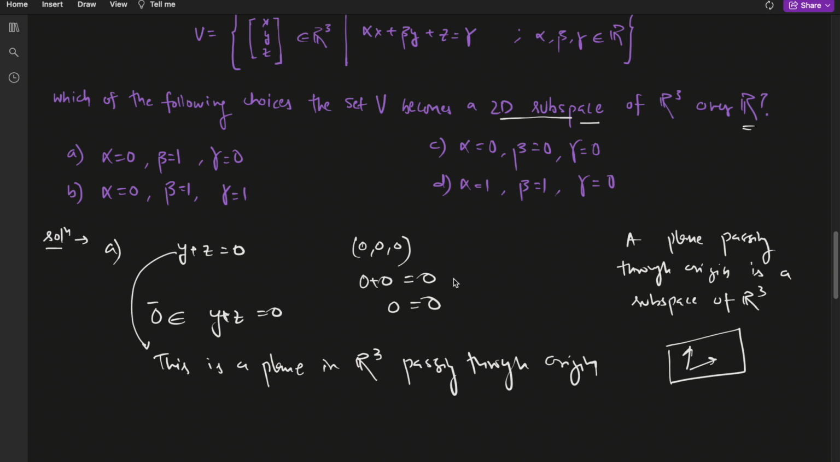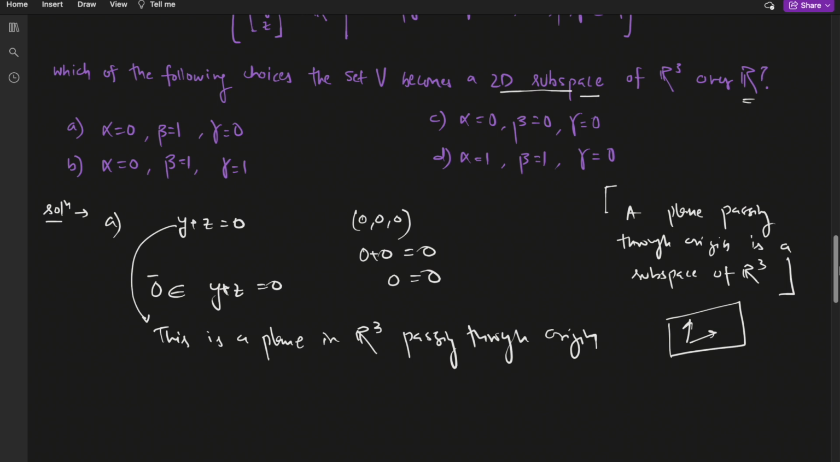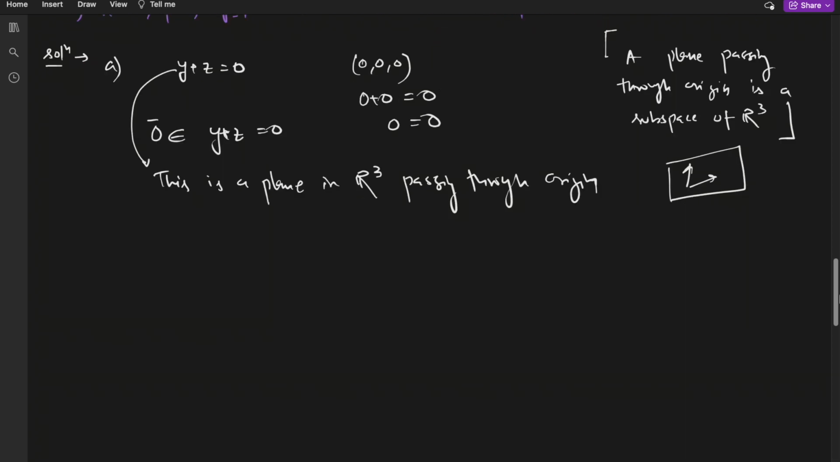All right. So this is a valid subspace because the null vector belongs to this subspace, and also if you take any two vectors in this subspace, the linear combination belongs to it. And you don't even need to think about all these things, because I have already shown in a video that a plane passing through the origin is a subspace. So you just need to check whether this plane is passing through the origin or not. This is the graphical way of solving this question.